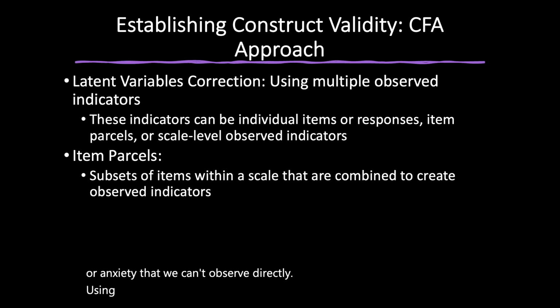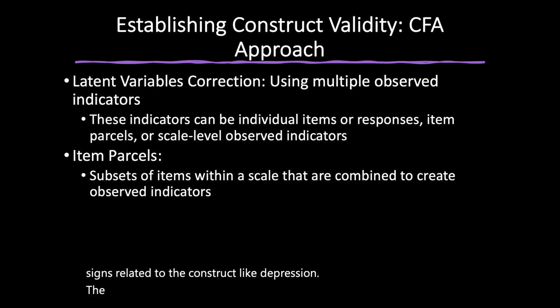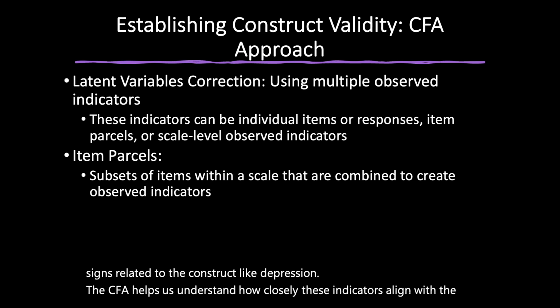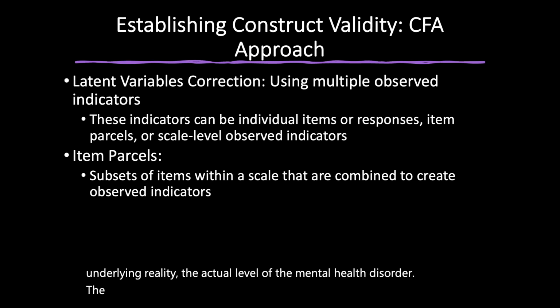Using multiple observed indicators, which are questions, symptoms, or signs related to the construct, like depression, the CFA helps us understand how closely these indicators align with the underlying reality, the actual level of the mental health disorder. The correlation among latent variables helps us obtain an error-corrected estimate of the validity coefficient.